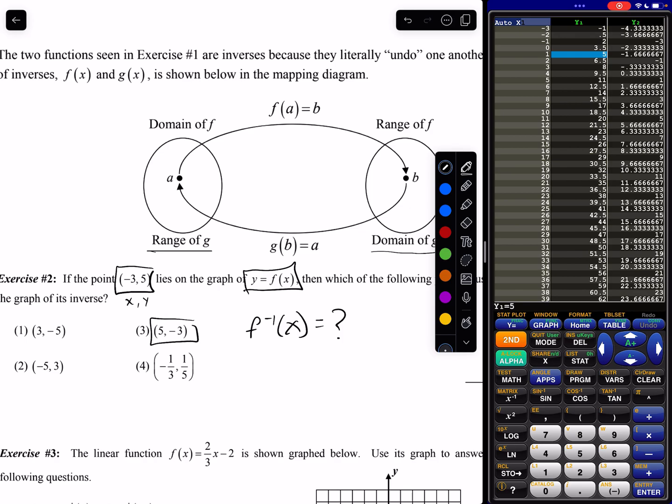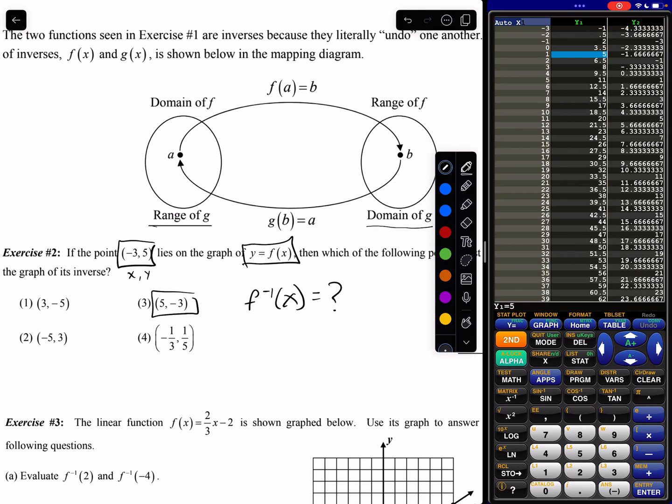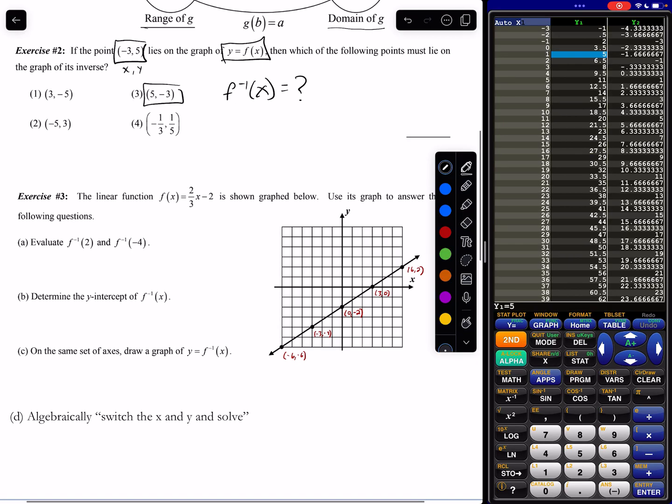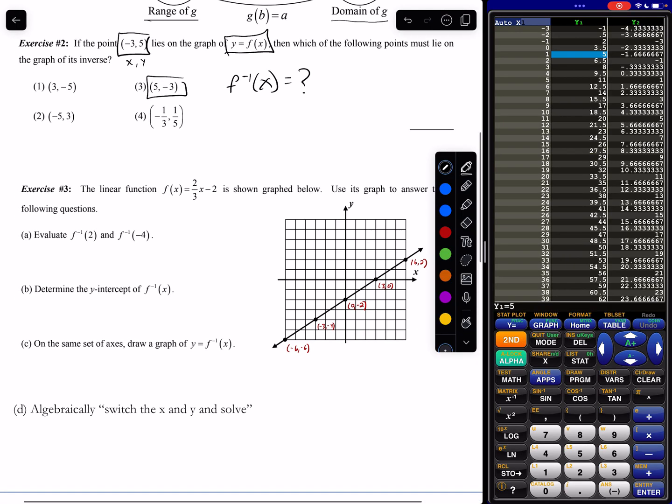So let's take a look at how that works on a graph, because what we have here is a linear function now. We've got f of x is this, right?